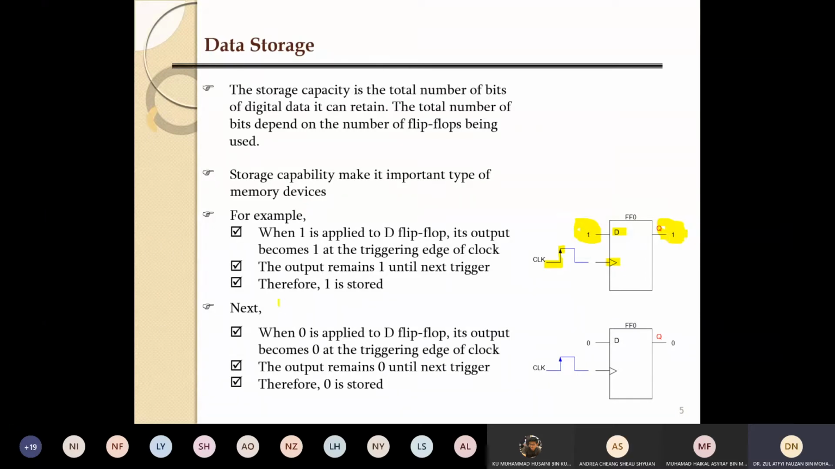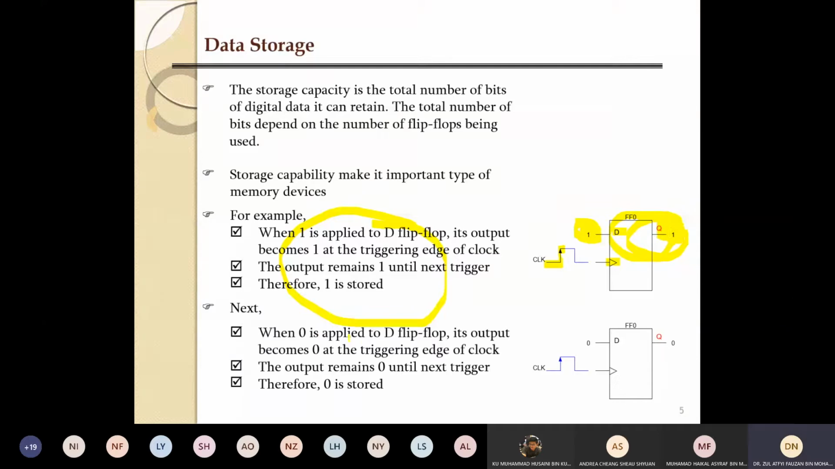Therefore 1 is stored. During this function, we call this the data 1 is stored.